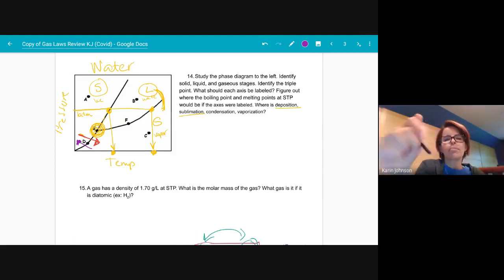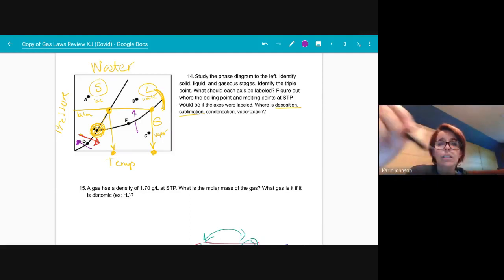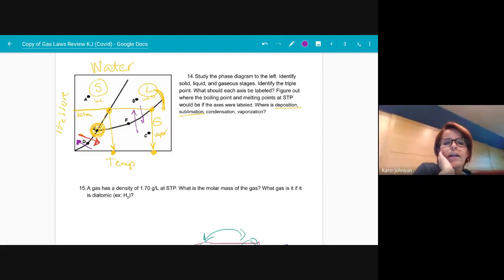Condensation is when you go from a gas to a liquid. Vaporization is when you go from a liquid to a gas. You know what melting and freezing are. That's this one here. So melting would be going from a solid to a liquid, and freezing would be going from a liquid to a solid.